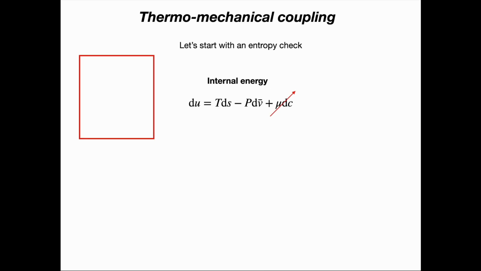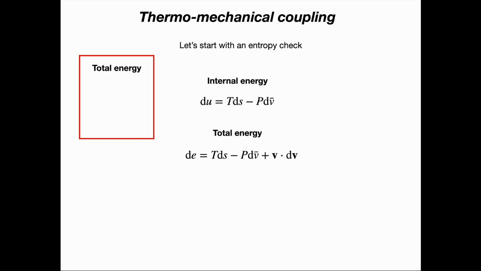So where to start from? As usual, we start by doing an entropy check, and here we start with the internal energy. Remember from last week we had 3 terms in the internal energy. Here we are going to neglect the chemical coupling terms, so dU will be TdS minus PdV, and as we've mentioned before, what we are going to conserve here is not internal energy but total energy, so we can inject this into the differential of total energy. We have TdS minus PdV plus V dV.